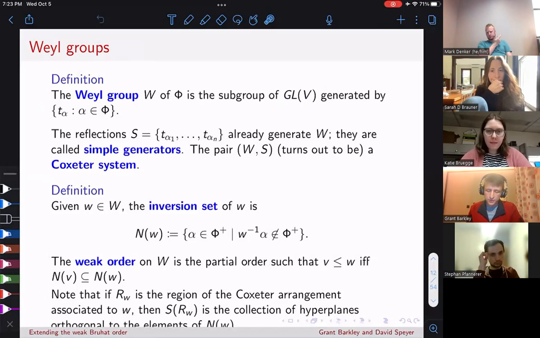We can also look just at the reflections over our simple roots. So this is a basis for a vector space. There's much fewer of those, only n of those, whereas your root system itself could be infinite. It turns out that those reflections over the basis vectors already generate W. And they're called simple generators or simple reflections. And then this pair (W, S) is something called a Coxeter system, which is what makes W into a Coxeter group. Again, not going to define that, but this is a really important theorem in the theory of reflection groups and root systems.